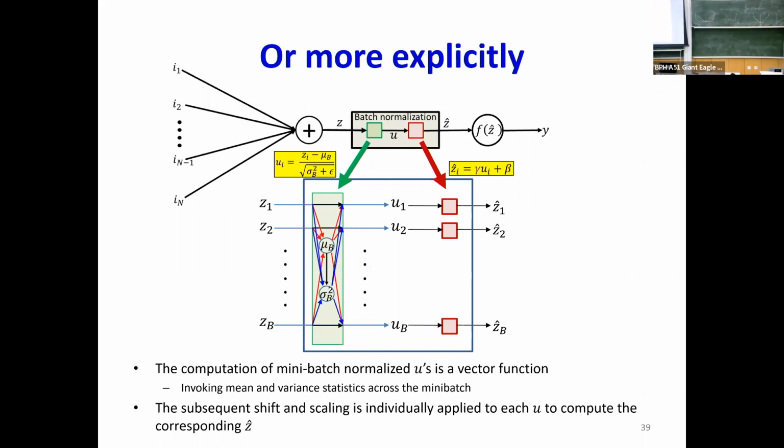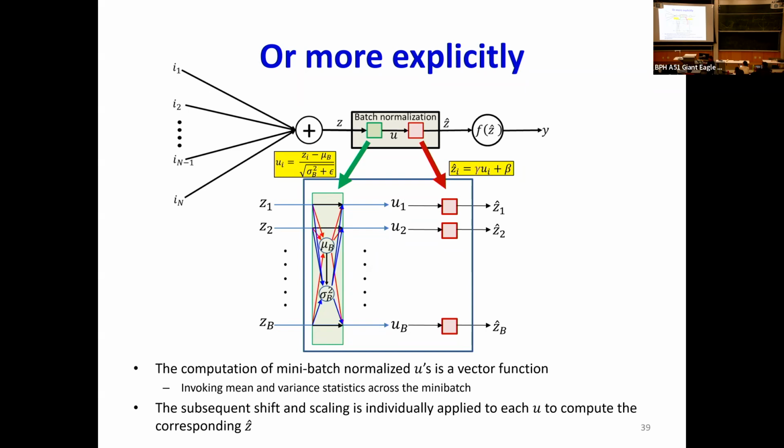So here's what the actual computation looks like. Within any mini batch, you have all of these z's, and every one of the z's contributes to the computation of the mean. Every one of the z's and the mean contributes to the computation of the variance. And the mean and the variance contribute to the computation of the z hat. So that is the influence diagram that we are seeing.